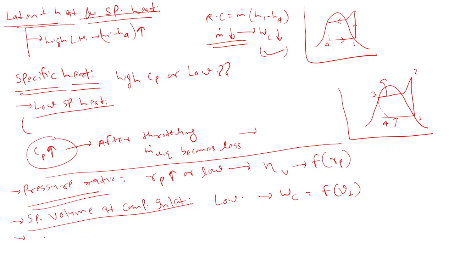Next we say compressor discharge temperature. Compressor discharge temperature means the temperature after the exit of the compressor. Would it be high or low? What would be better? Low, sir, T2 low. So we don't want CDT to be high. CDT should be low to prevent overheating.